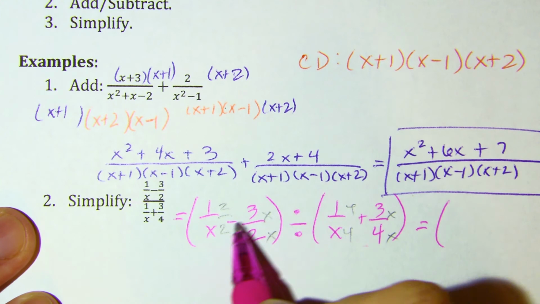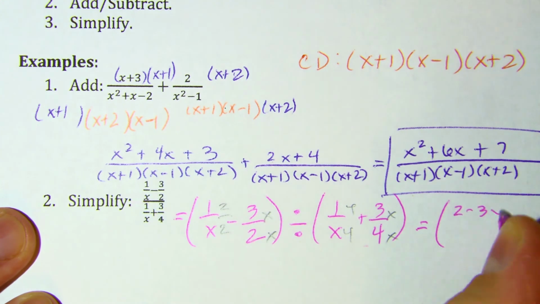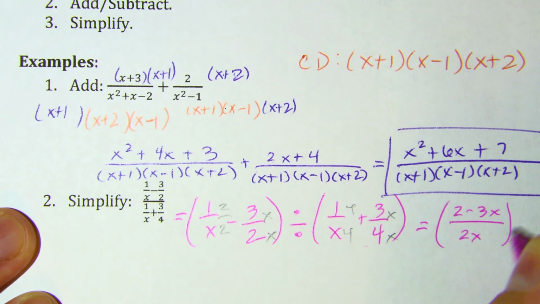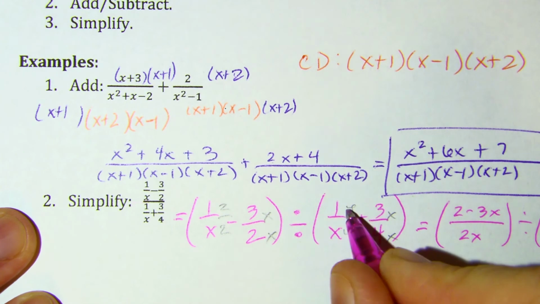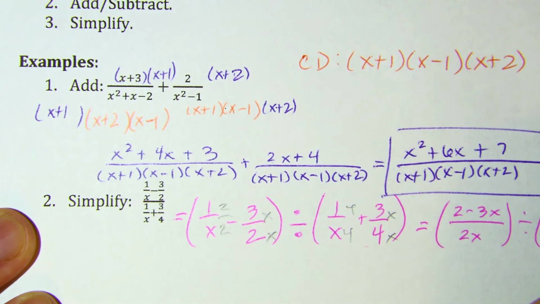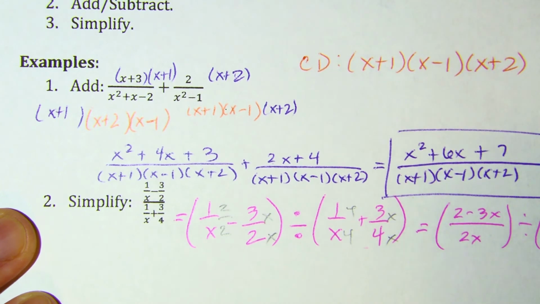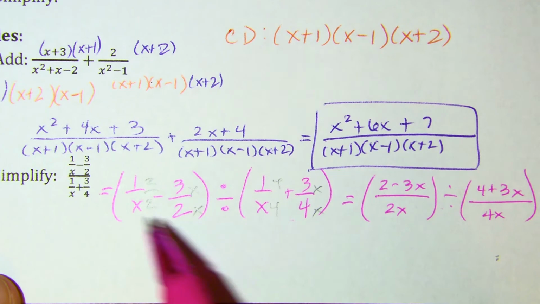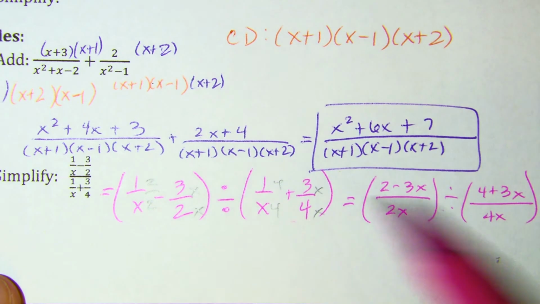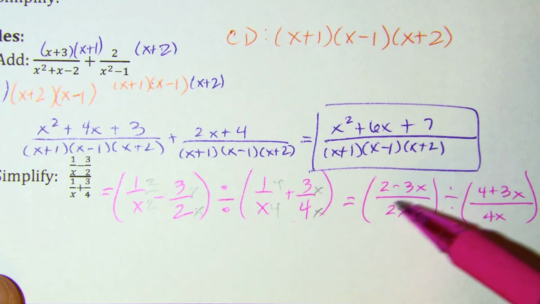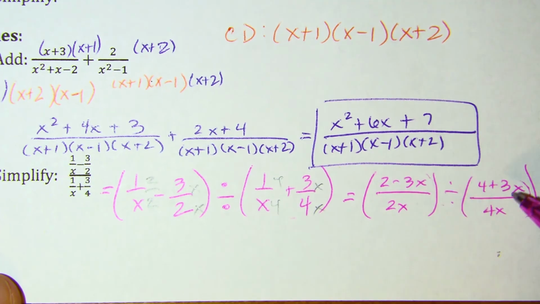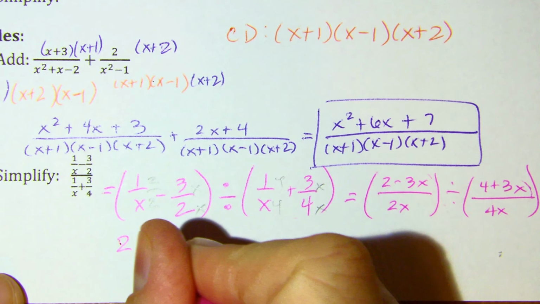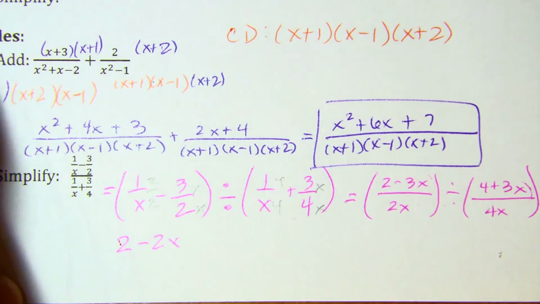And this will become 2 minus 3x over 2x, and then 4 plus 3x over 4x. And now we have one fraction here and one fraction here. And now this is like what we were doing on the previous page where we were dividing rational expressions. When you have multiple fractions in here, we can't just flip the second and multiply. But now that this is one fraction and one fraction, now we can flip the second and multiply the second fraction.